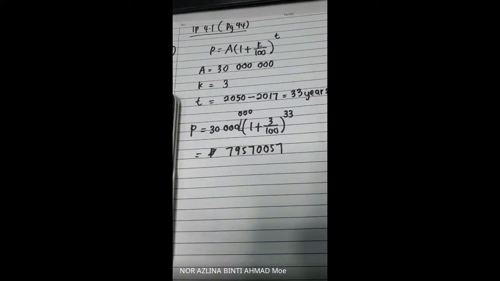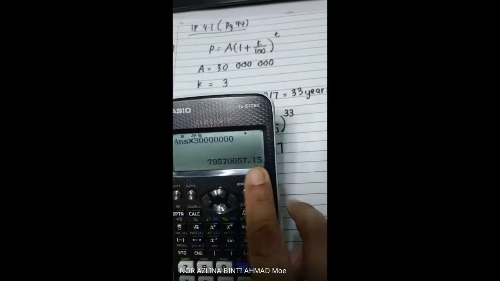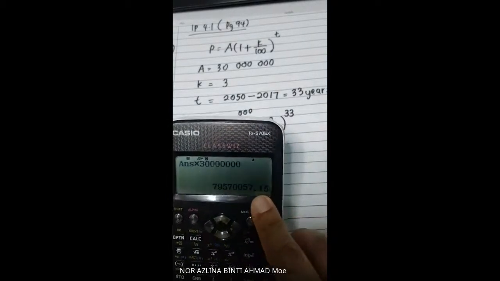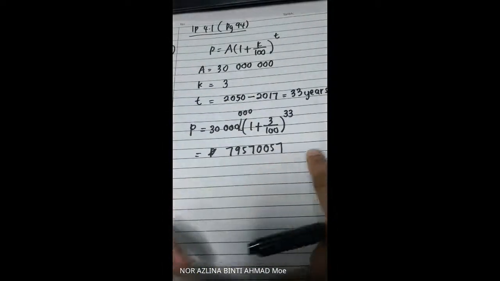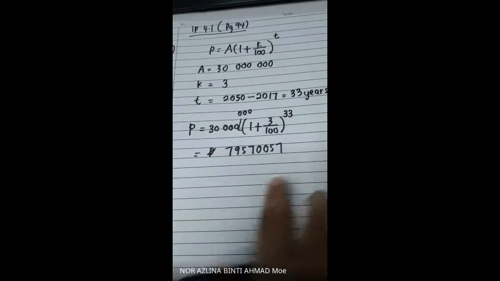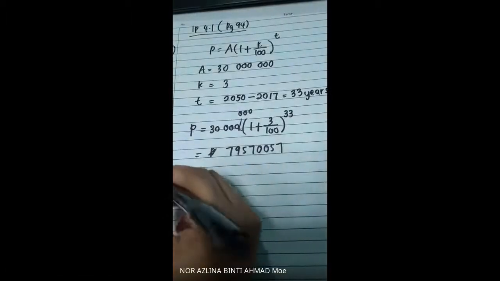79570057.15. Okay, you get in decimal. This is decimal, 0.15. But this is population. What population? The population of country M. Means this is people. So people cannot be in decimal. So you need to write in a whole number. 79570057. Okay. Understand? Okay, teacher. Sorry.